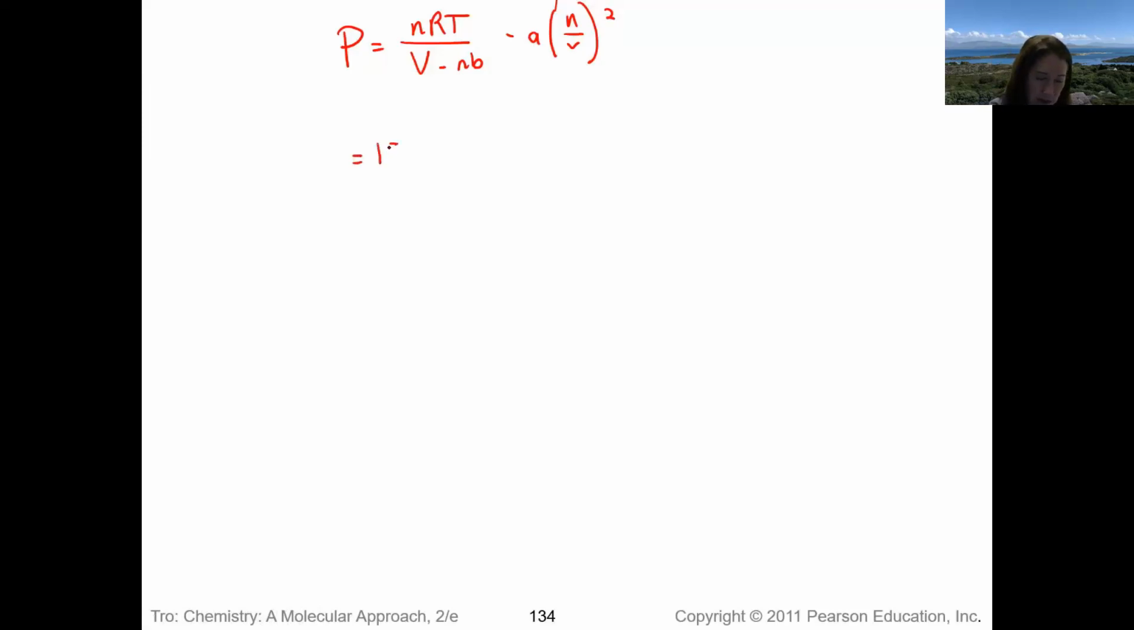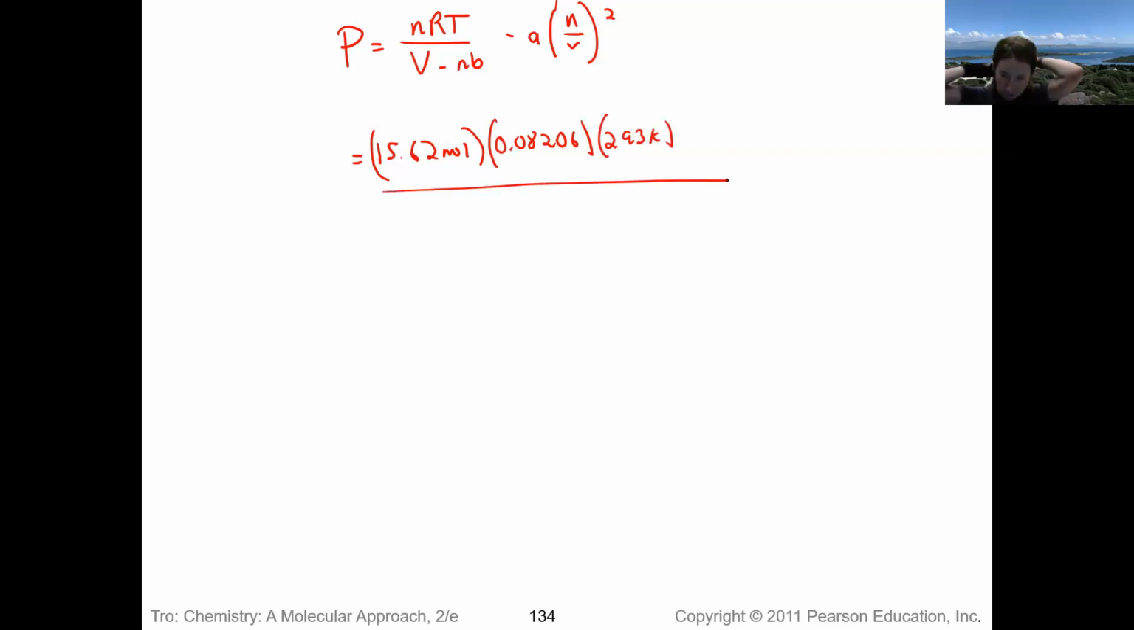So it was 15.62 moles times our R, 0.08206. I'm not going to put in my units, okay? Times our temperature, which was 293, and then over our volume, which was 2.24 liters, minus our moles again. And so whenever you see n, that's your moles every single time.